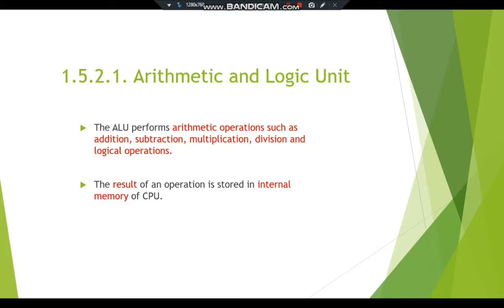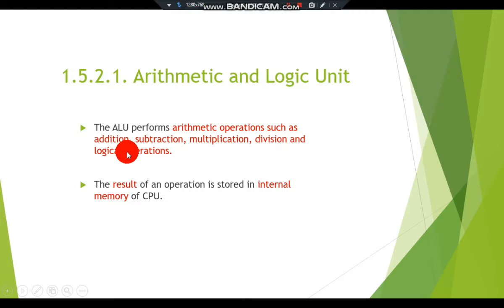ALU is mentioned as ALU in the block diagram. The expansion of ALU is arithmetic and logic unit. In this unit we process all the arithmetic and logical operations. So what are the arithmetic operations? Addition, subtraction, multiplication, division; these are all known as arithmetic operations. And logical operations also, that is AND, OR, NOT.